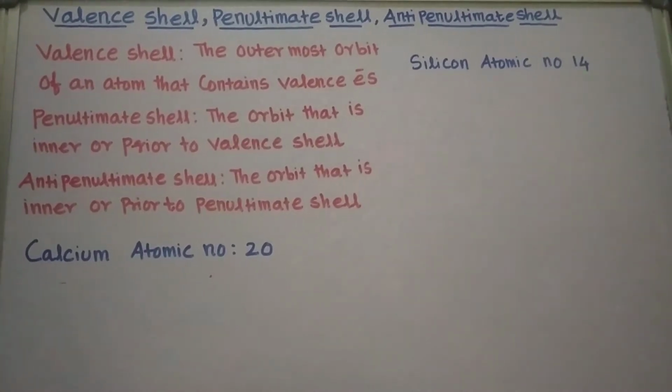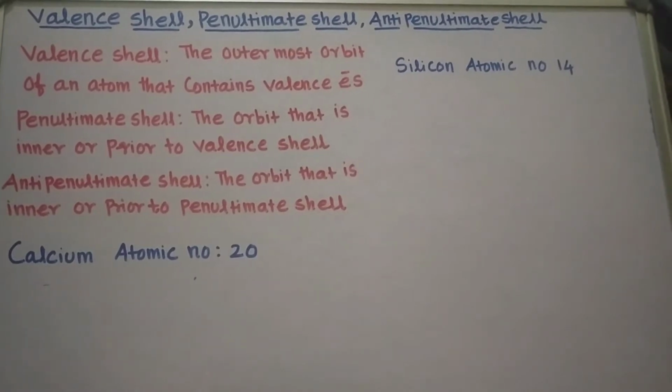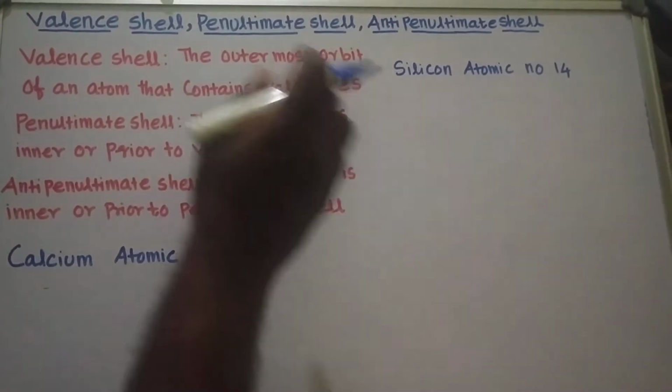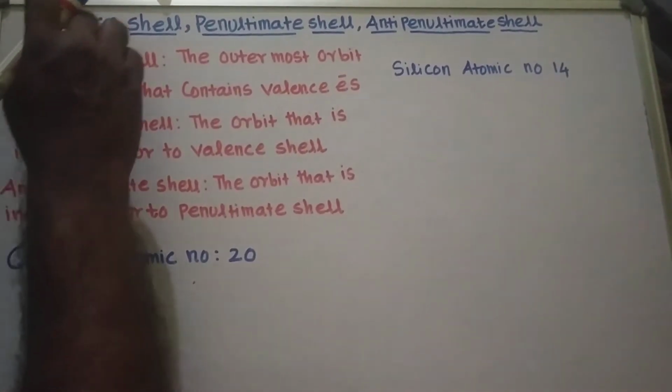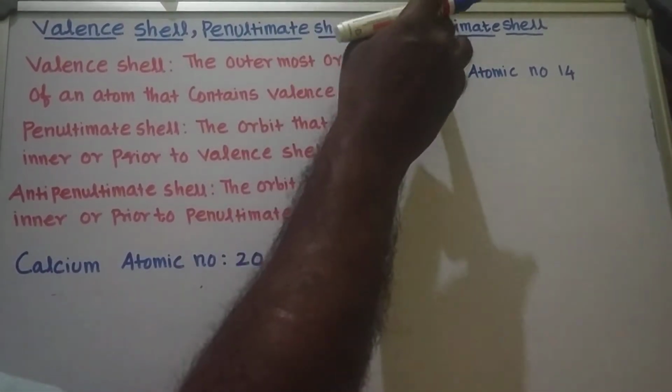Good morning, students. Today we are going to see an important topic in chemistry: what is meant by valence shell, penultimate shell, and antepenultimate shell.